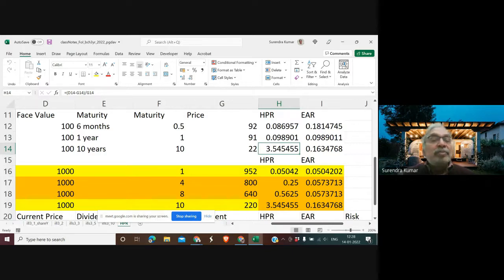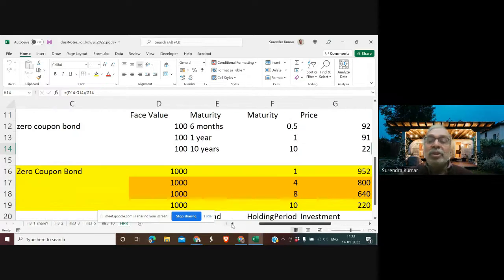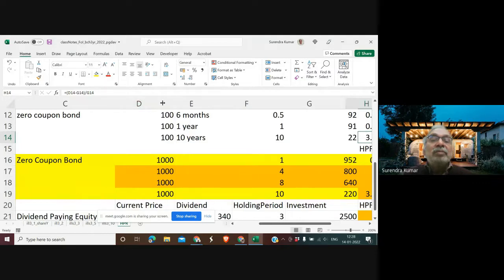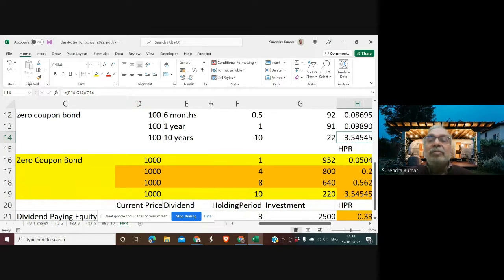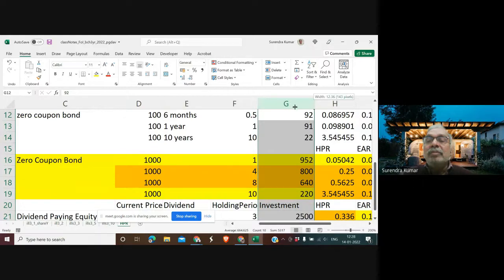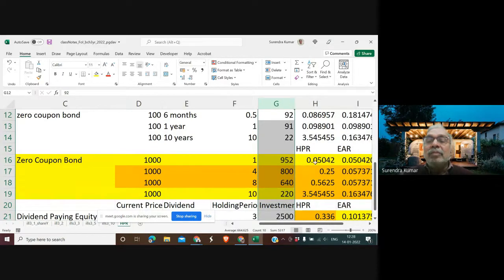Taking another example, which is also of zero coupon bonds, but I am taking a zero coupon bond of face value 1000. Okay, so I've taken 4 different examples. Maturity 1 year, 4 year, 8 year, and 10 years.